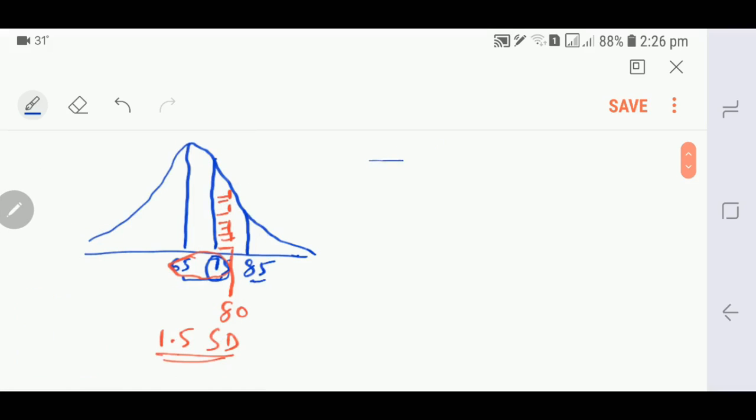So let's just write that here. What we have found here at this point is called the standard normal variate, and it is denoted by the letter Z.